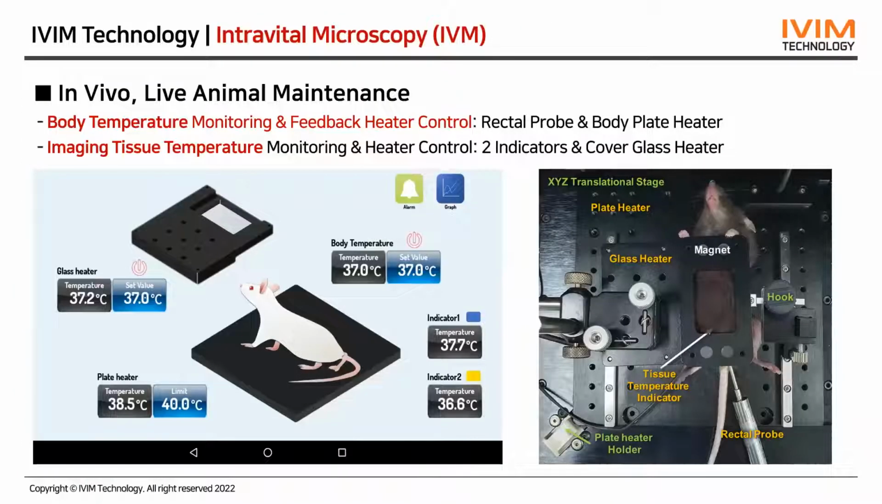We are also providing various additional accessories for maintaining a healthy condition of the live mouse model during in vivo experiments. Here, we have a rectal probe sensor for mouse body core temperature, which is a feedback system with the heating plate, maintaining a stable body temperature throughout the experiments. Also, we provide a glass heater for local tissue temperature maintenance of the imaging organ or tissue. So if you need to move an organ slightly out of the body to image, this tissue temperature heater with an integrated cover slip comes in contact with the tissue and maintains the local tissue temperature.